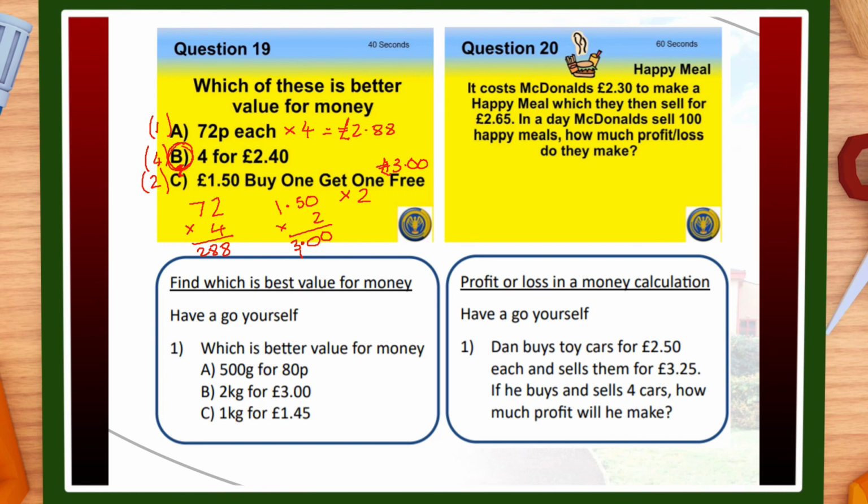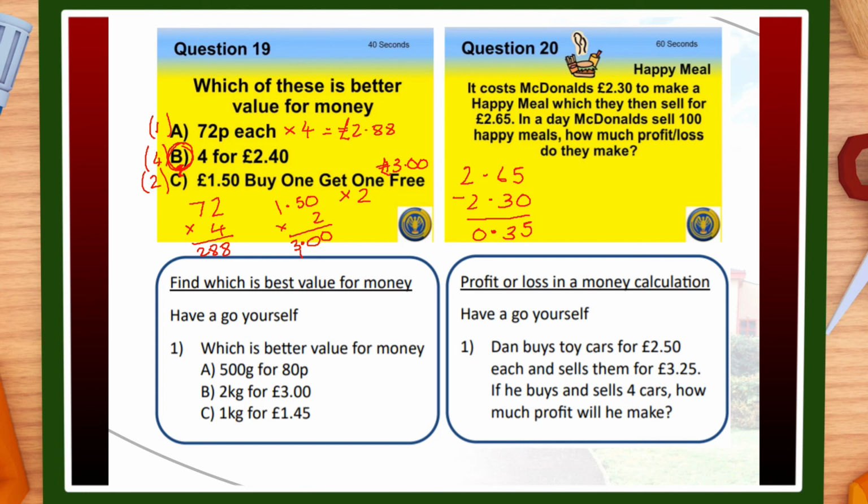And finally, question 20. It costs McDonald's £2.30 to make a Happy Meal, which they then sell for £2.65. Before I go any further, I can work out the profit that each Happy Meal makes, because I'm selling it for more than it costs to make. If I take away the £2.30 from the £2.65, 5 take away 0 is 5, 6 take away 3 is 3, 2 take away 2 is 0. It's 35p or £0.35 per Happy Meal profit.